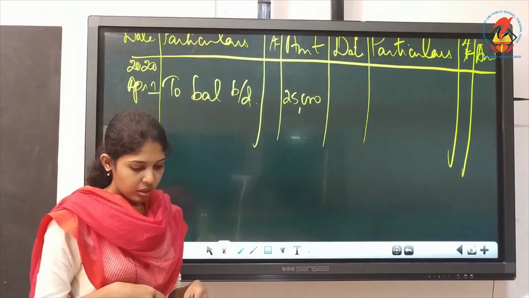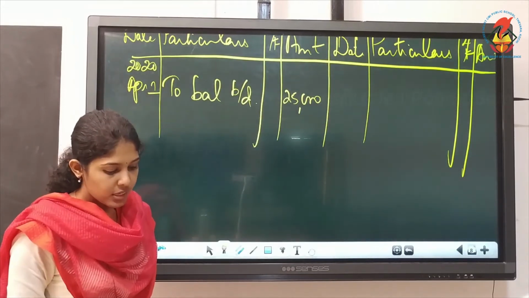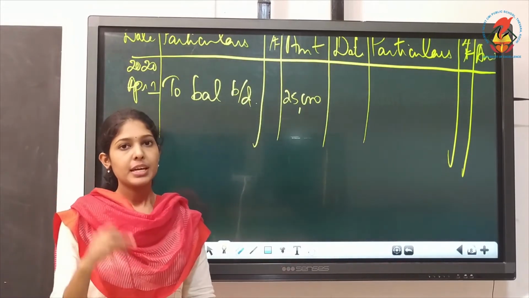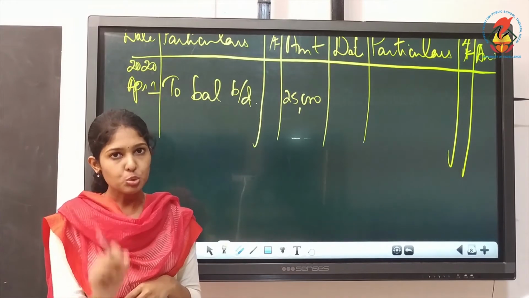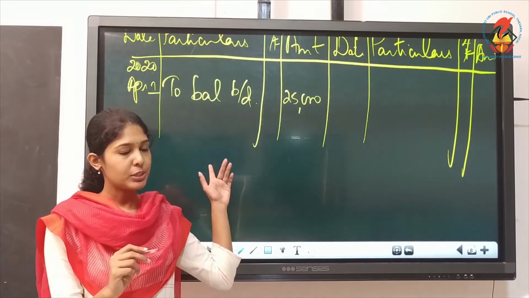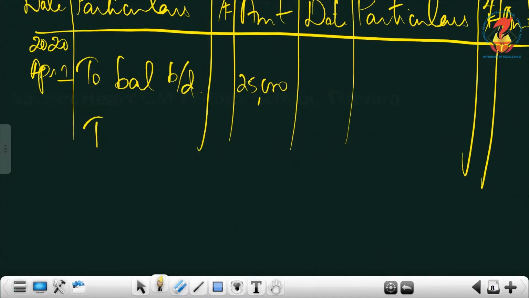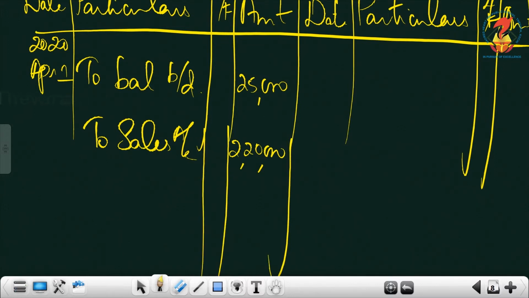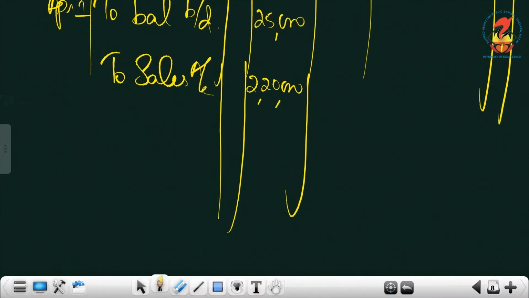Then cash sales is there. So the journal entry would be cash account debtor to sales account. So which side will you do the posting? Debit side you must write to sales account, and the amount is 2,20,000. It is on April 2nd.